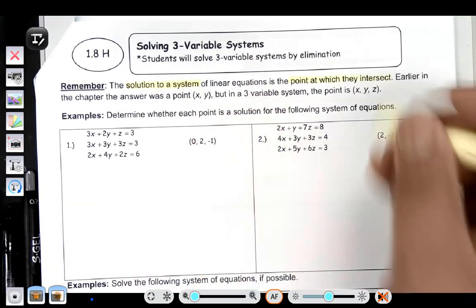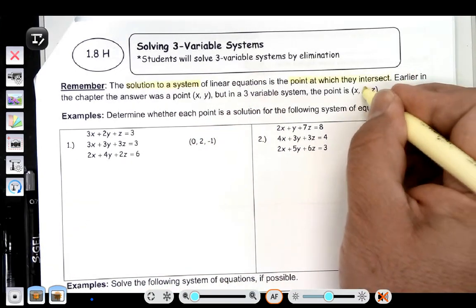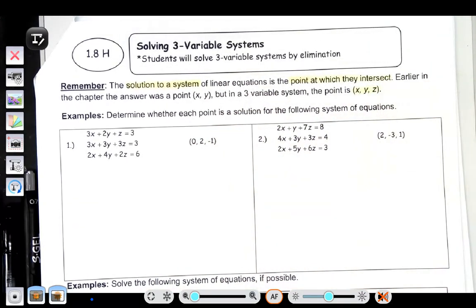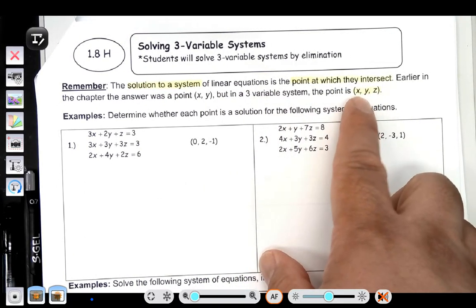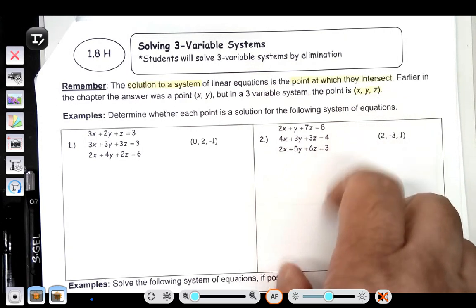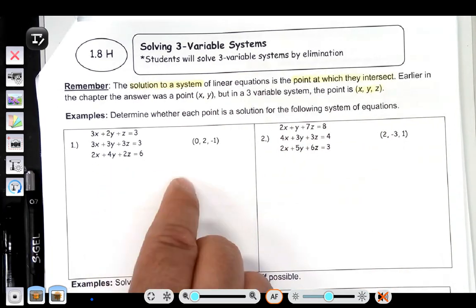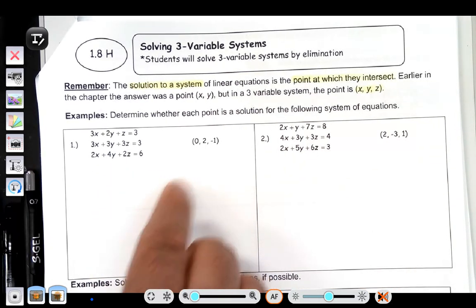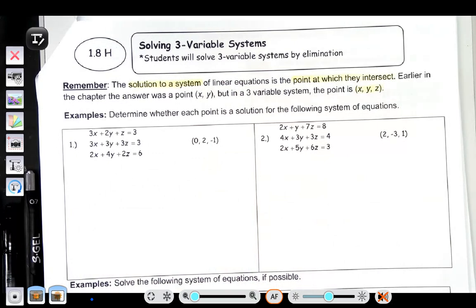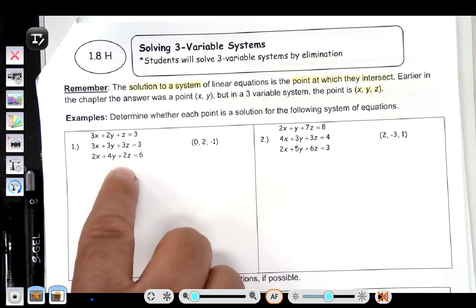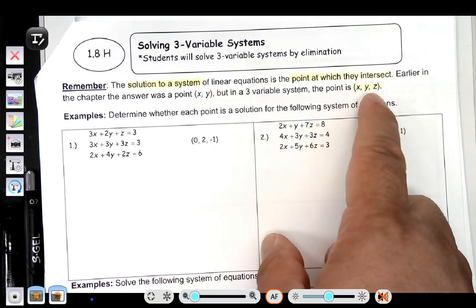So if you notice, not only are we looking for the x and the y, we're starting to find the letter z as well. Now, if we want to find the answer to three letters, then we need three equations, as you can see in some of the examples that are already coming up. So again, our goal is still the same. We're going to look for the point where the three, in this case, lines meet. So we're looking for three variables this time.